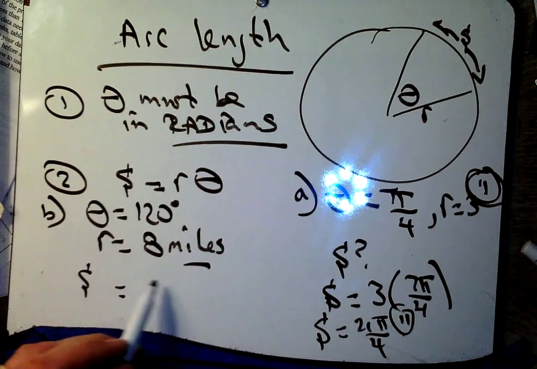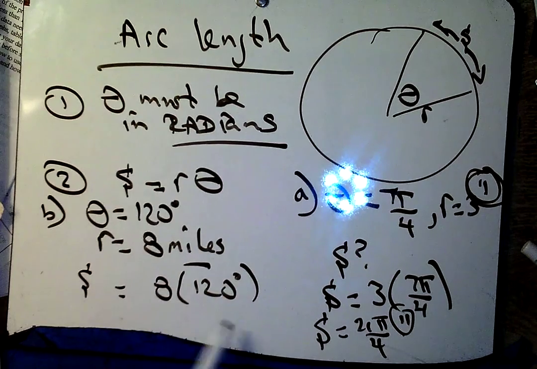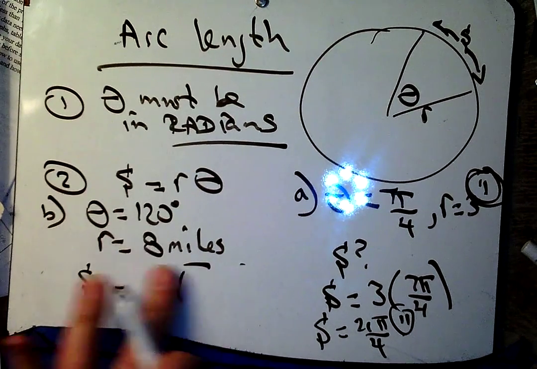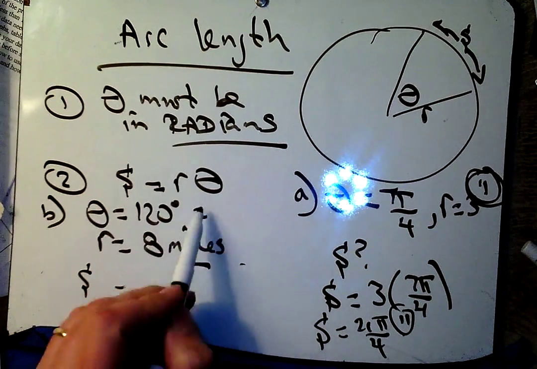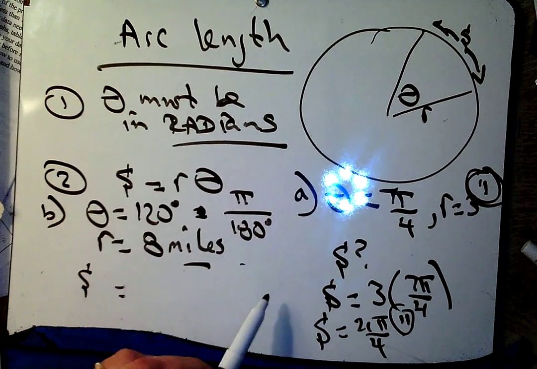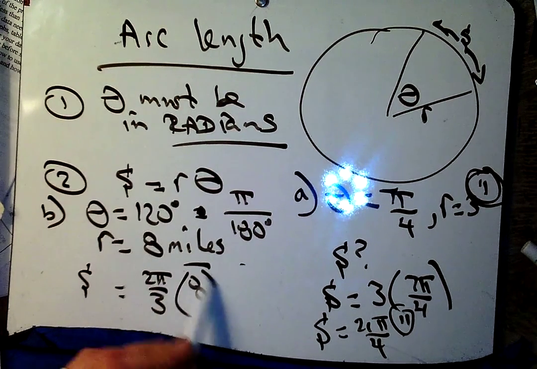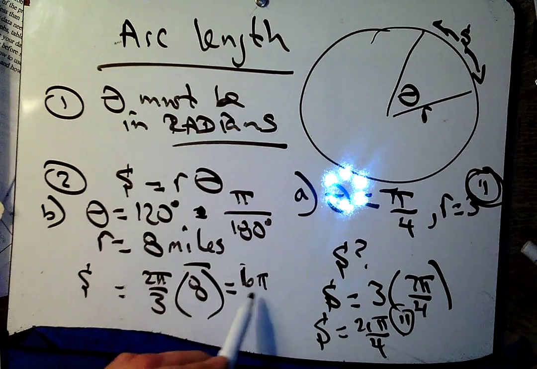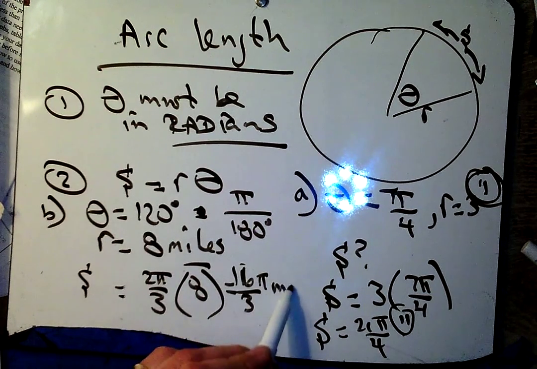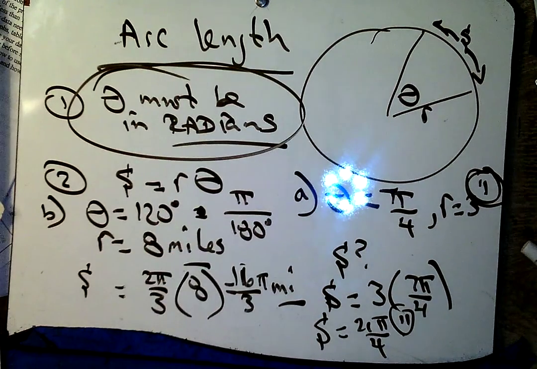So, did you say S equals R theta? And did you come up with 960 degrees? Well, that would be really wrong, because you're going to have to take that 120 degrees and convert it into radians. And so I get 2 pi over 3 times 8, or 16 pi over 3 miles. Okay, remember, theta has to be in radians.